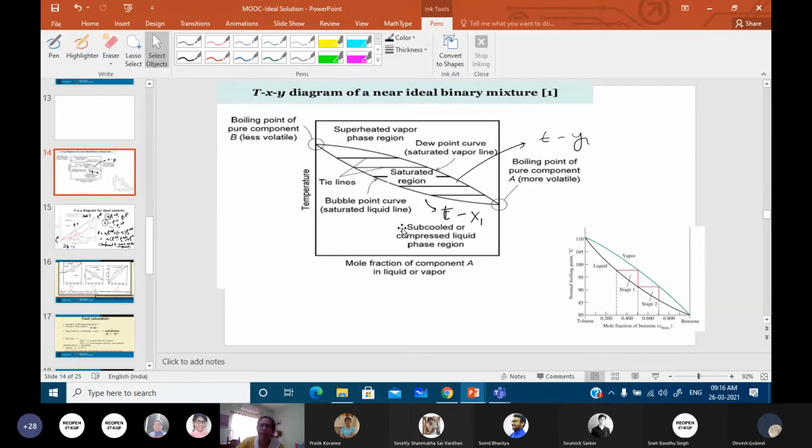Suppose you have started with a liquid, you start heating the liquid. At what temperature does the liquid get converted to the vapor for a pure, single component substance? Saturation. Or to be more simple, it's the boiling point. The saturation temperature is nothing but the boiling point of the liquid.